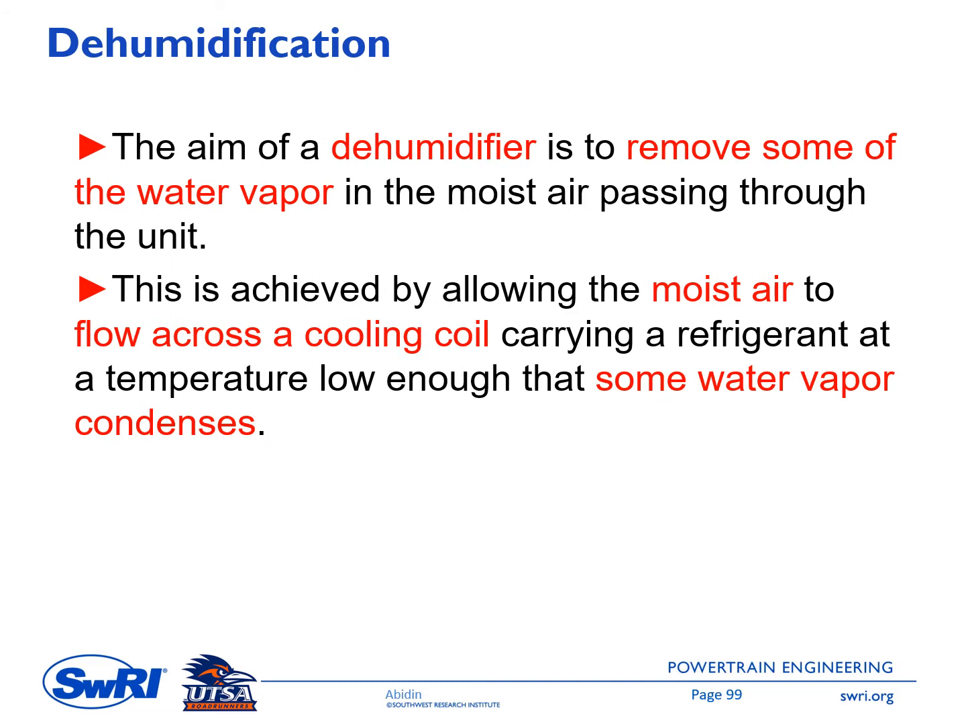The aim of a dehumidifier is to remove some of the water vapor in the moist air passing through the unit or the apparatus. This is achieved by allowing the moist air to flow across a cooling coil carrying a refrigerant at a temperature low enough that some water vapor condenses.